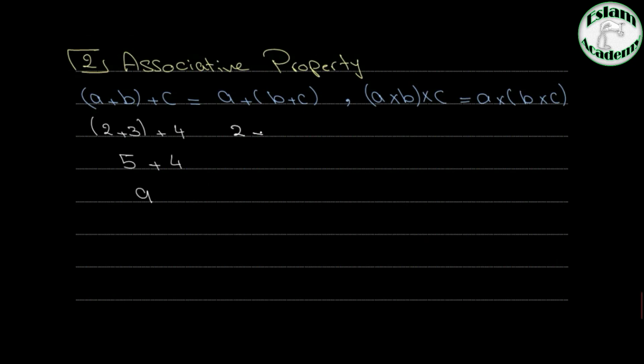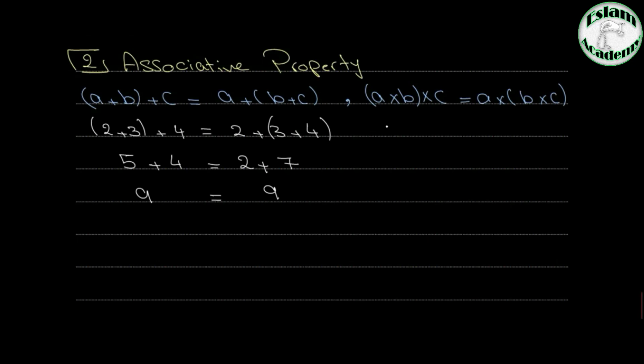Now we have the same numbers, which is 2 plus 3 plus 4. But we have inside the bracket 3 and 4. It means we need to solve 3 and 4 at first, so it will be 2 plus the bracket 3 plus 4, which equals 7. So the answer now will be equal to 9. So we'll find that we have the same answer.